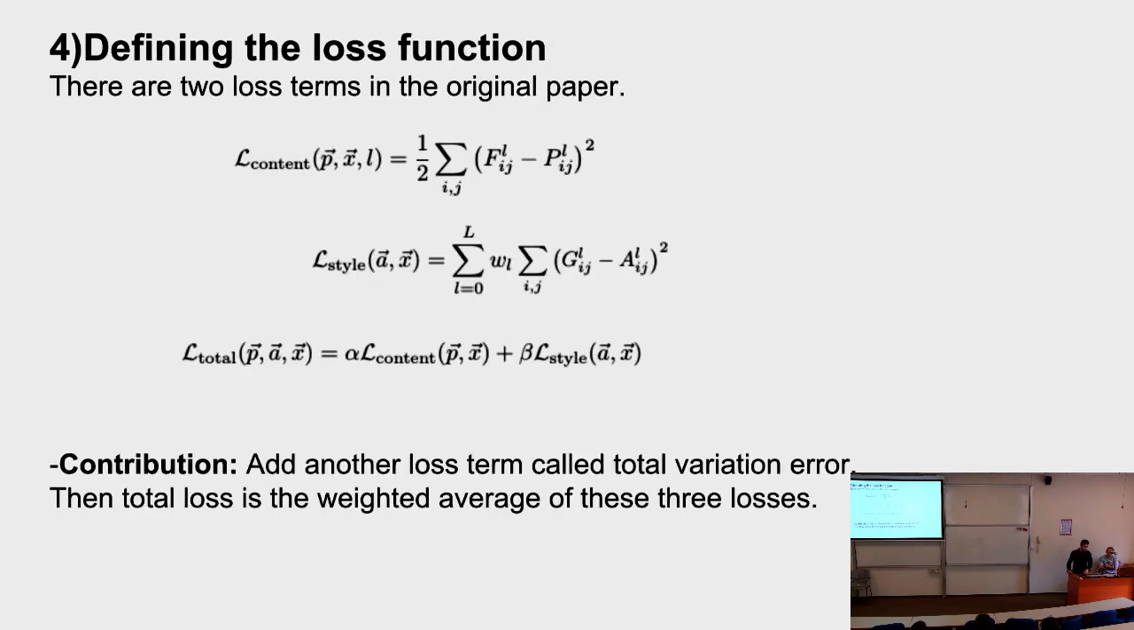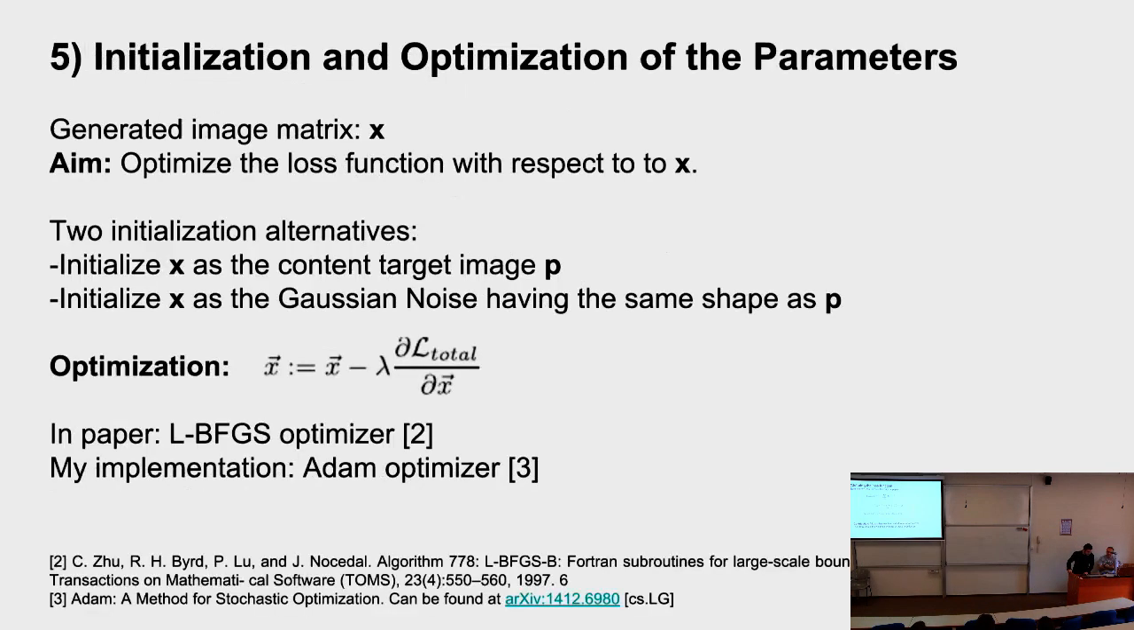The loss function is very simple. You just take mean squared error. Actually, there is a third thing here, total variation loss. It just makes the output image smoother. I used Adam, but you can use other optimization algorithms as well.